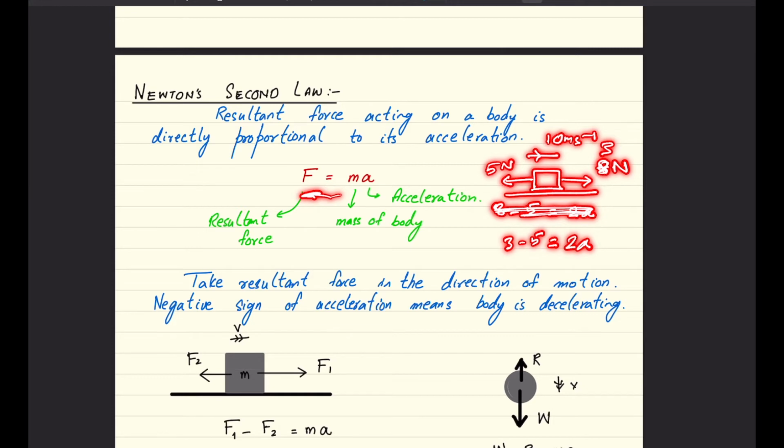So the idea is that any force that acts in the direction of motion would be considered positive, and any force that acts opposite to the direction of motion is going to be considered negative while applying Newton's second law.